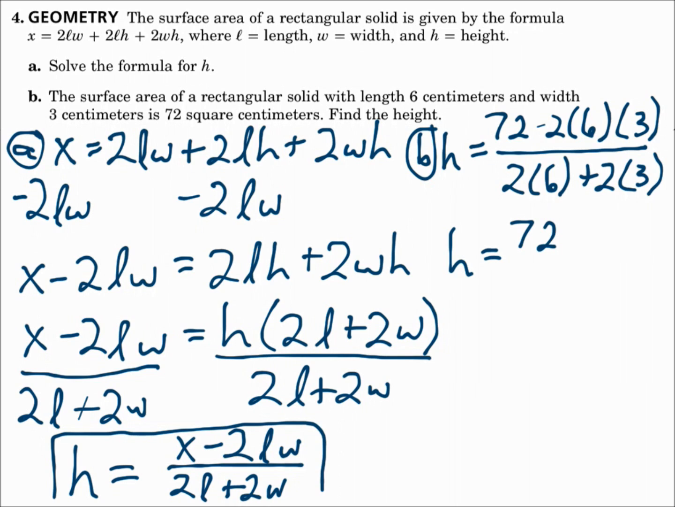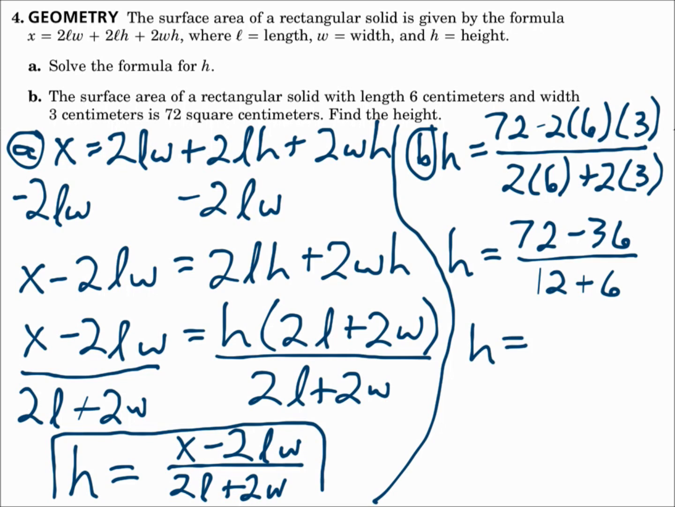In the numerator, 2 times 6 times 3 is 36. In the denominator, 2 times 6 is 12. 2 times 3 is 6. Simplify some more. 72 minus 36 is 36. 12 plus 6 is 18. And 36 divided by 18 is 2. And that's centimeters.